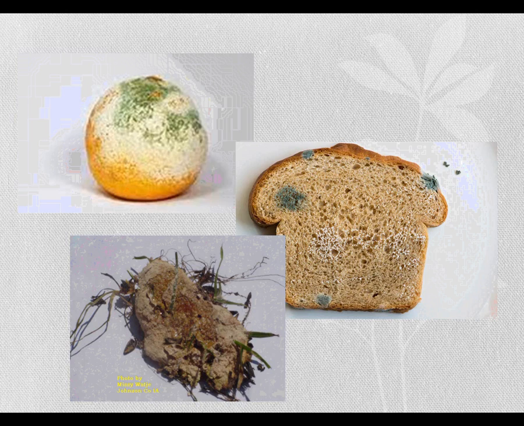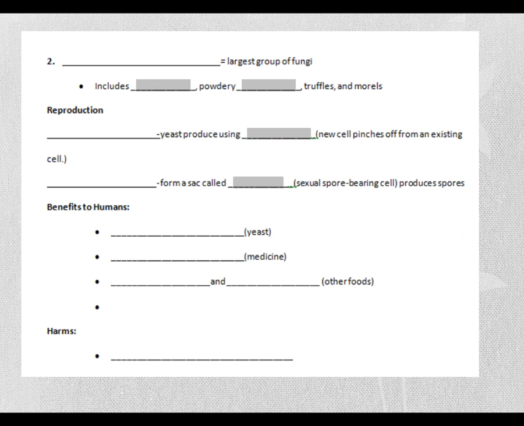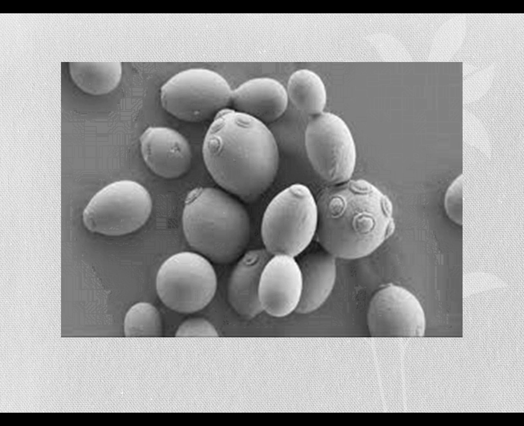All right, then we left off here with the sexual relationship again. The hyphae join together to form new sporangia. All right, the second type we're going to talk about is sac fungi. They're your largest group. These are going to include your yeast. It's also going to include something that you're probably all familiar with as well, which is mildew.